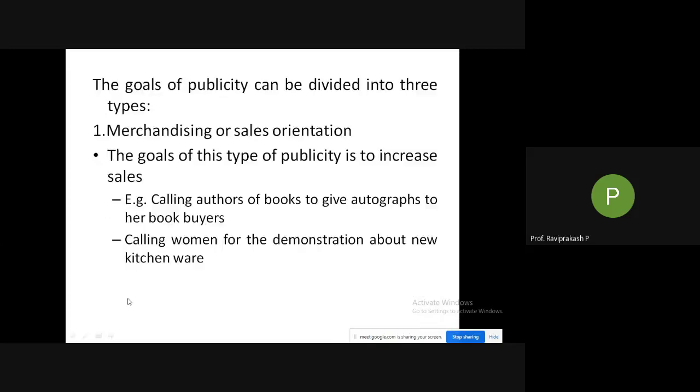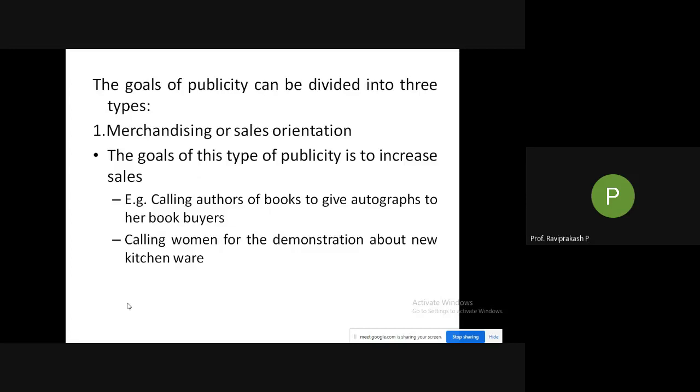Okay. Then the goals of publicity can be divided into three types. One is merchandising or sales orientation. The goal of this type of publicity is to increase sales. We are basically trying to increase the sales of my product, or of my different products or the product range of the company. Like calling authors of books to give autographs to their book buyers. If a new launch is happening, you call the author and you get a signed copy of it. So this is a kind of publicity which is being done.